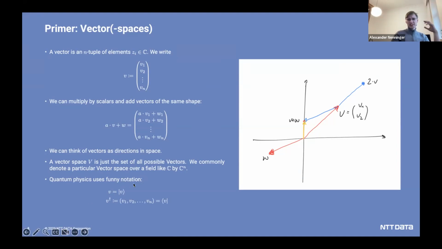Funnily enough, quantum physics uses a kind of funny notation. We typically denote vectors with just a letter, but quantum physics uses these kinds of parentheses. If you see a vertical line to the left and an angle bracket to the right, that's a ket. If you flip a vector on its side, transpose it, and apply the complex conjugate, you get a bra. That's just a punny thing. A bra and a ket together make a bracket, and they fit nicely together. You can glue bras and kets on the vertical line.